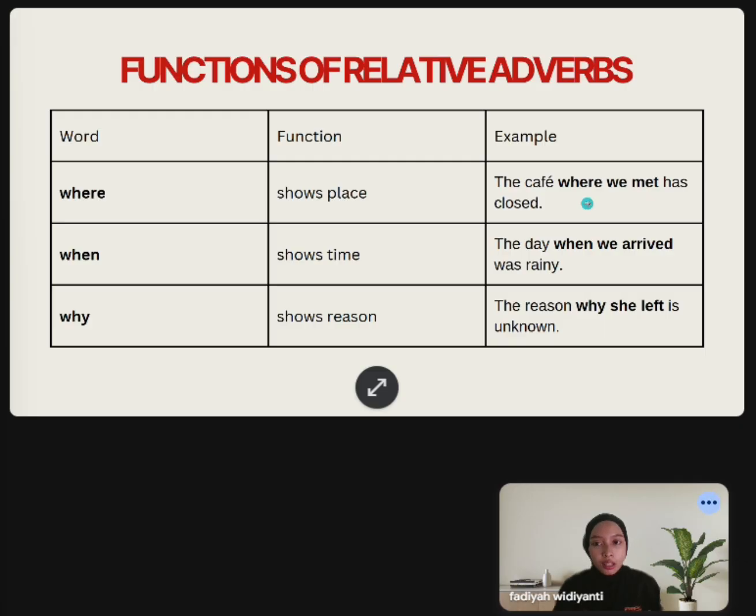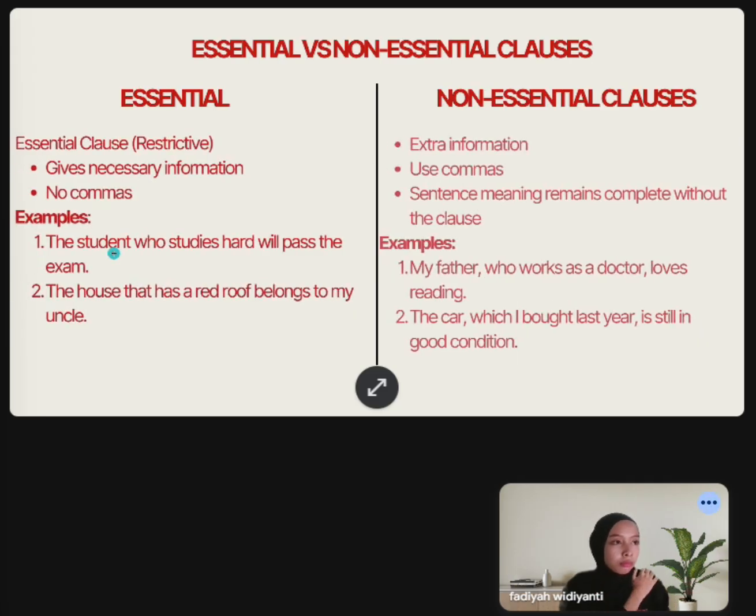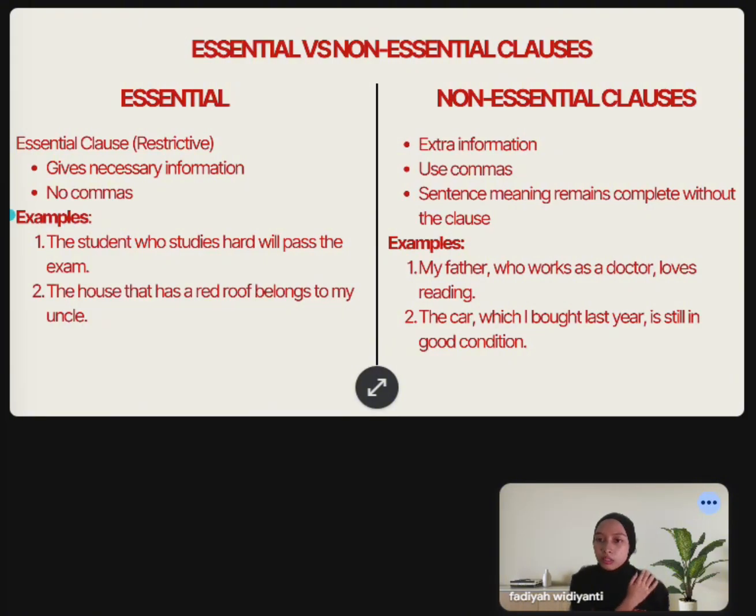And then finally, let's discuss essential versus non-essential clauses. An essential clause, or restrictive clause, gives necessary information and uses no commas. The example: the student who studies hard will pass the exam. And then: the house that has a red roof belongs to my uncle.